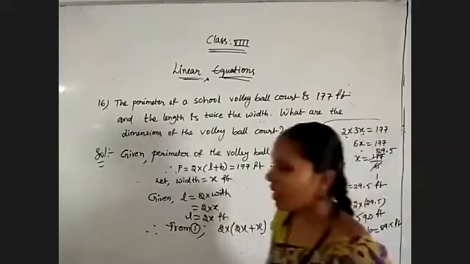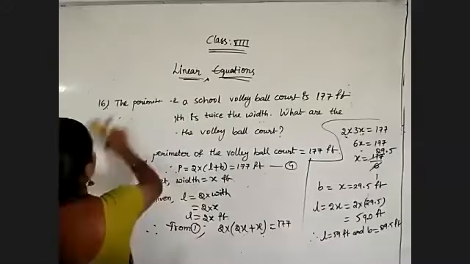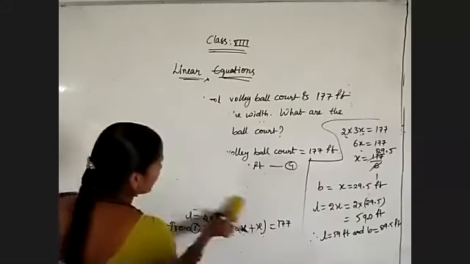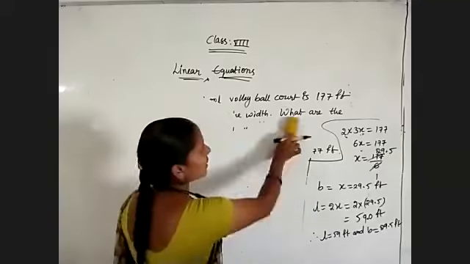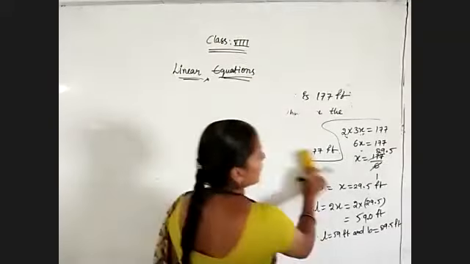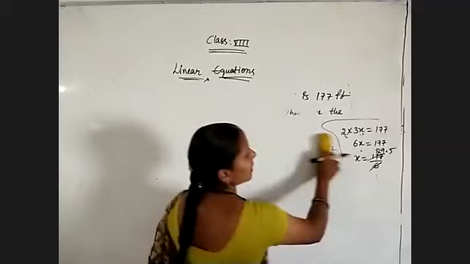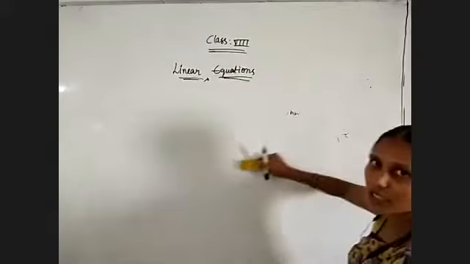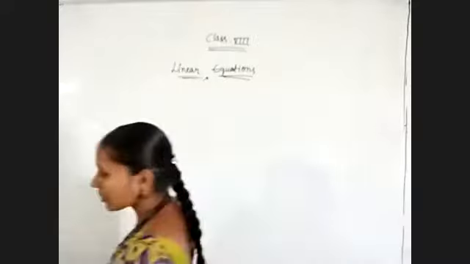These are the dimensions of the volleyball court. Okay. Now coming to the last question. By simplifying different problems, you can understand how we are using linear equations. Here, by taking the equation for perimeter, we simplified a complete question. That means we are using the linear equation here. Now coming to the next question.